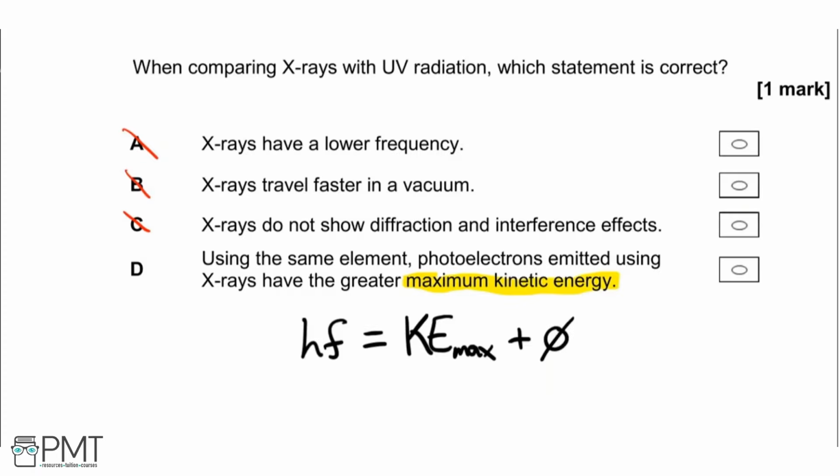Now, as we found when looking at option A, X-rays actually have a higher frequency. So what we should find from this equation, and there's actually a proportionality here, is that the higher the frequency of the electromagnetic wave, the higher the maximum kinetic energy of the emitted photoelectrons. So photoelectrons emitted using the X-rays will have the greater maximum kinetic energy. So actually, D is correct.